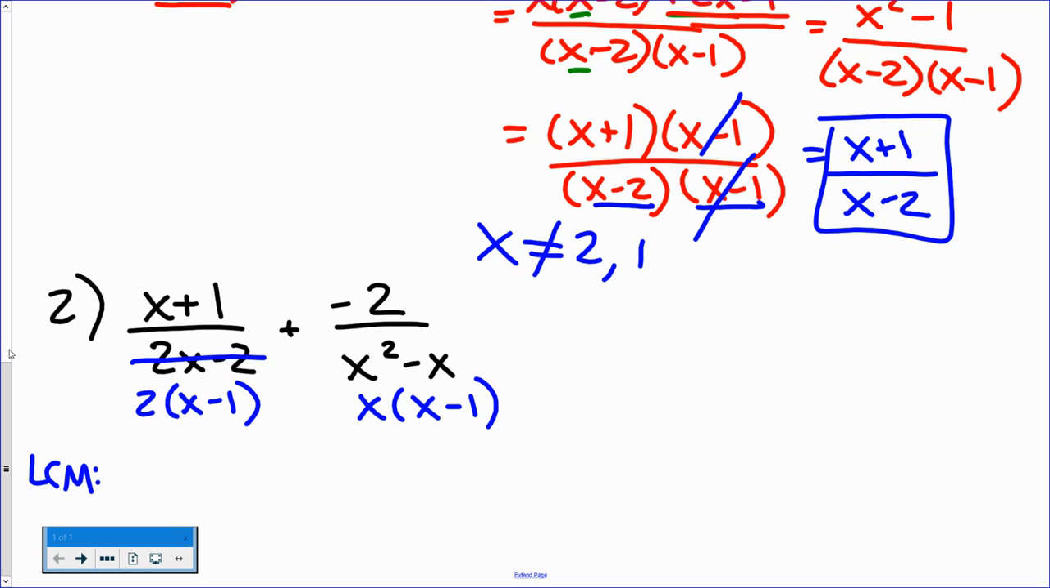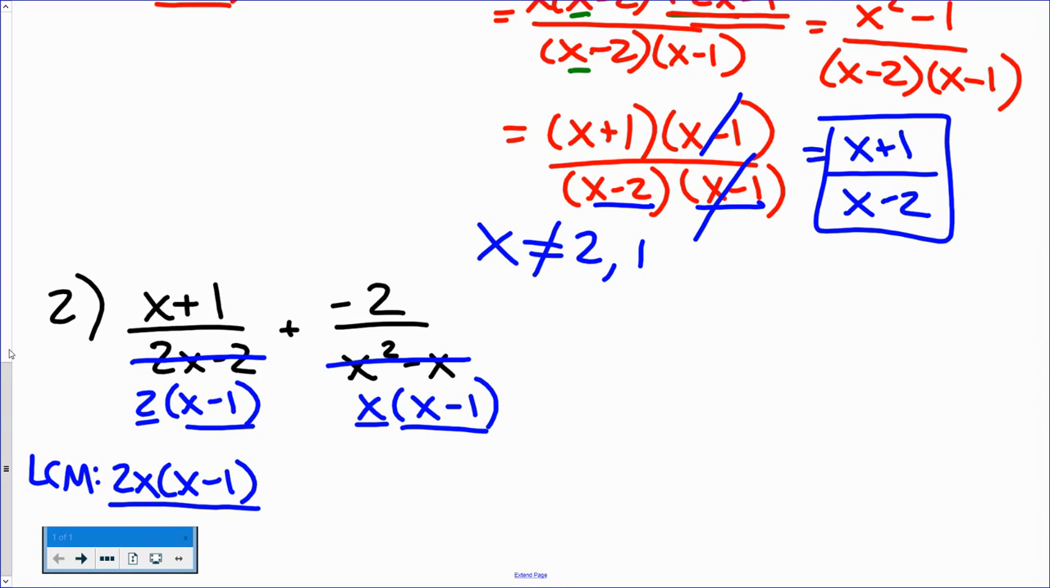So when I'm looking for that common denominator, I want both of my denominators to match. So that means I need to have every different prime factor. So I've got a 2, and I have x minus 1. I've got an x, and I've already included my x minus 1. So here's the matching denominator, 2 times the quantity x minus 1. I need that in both of my denominators.